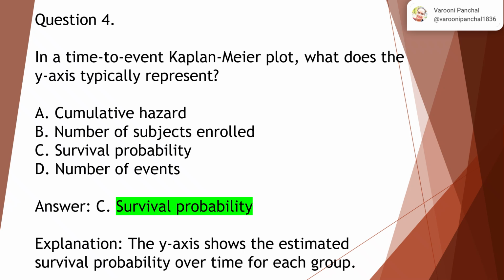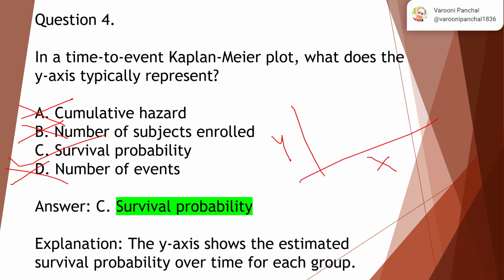Question 4. In a time to event Kaplan-Meier plot, what does the y-axis typically represent? Now the correct answer is survival probability, which is answer C. Now here the cumulative hazard is not the right answer. Number of subjects enrolled is not related to the y-axis. The number of events is also not related to the y-axis. Now the y-axis represents survival probability, and the x-axis represents time, like say in months, years, weeks or days.